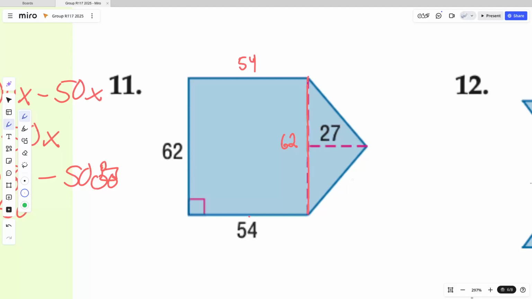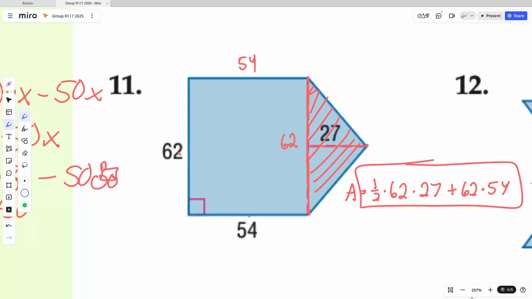And since I have the base of the big triangle and I have the height, I'm just going to do the big triangle instead of two small triangles. So the area is 1/2 times the base times the height. And that's the triangle. I just need to add that to 62 plus 54. So I'll just add that. Did I say plus? 62 times 54. So I won't simplify it, but that's the final answer.